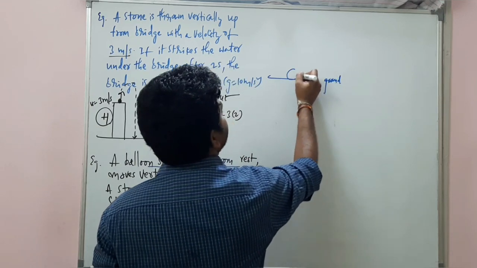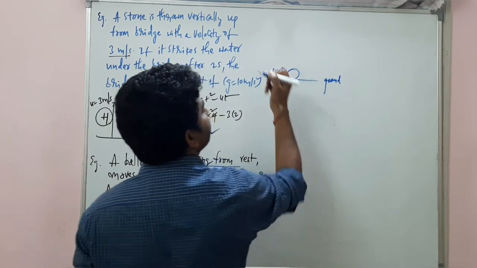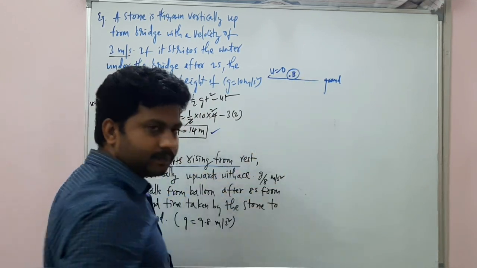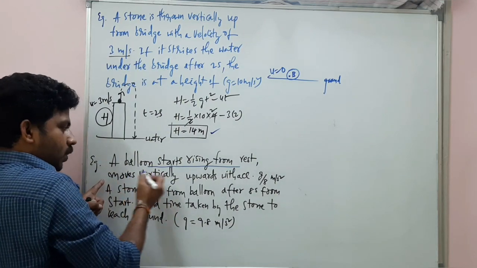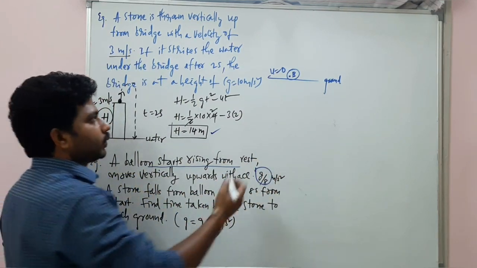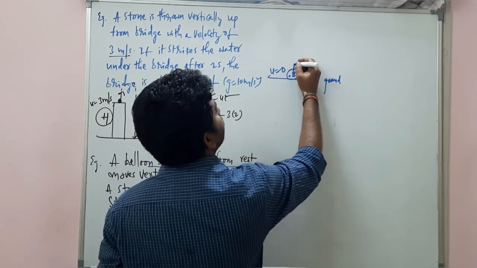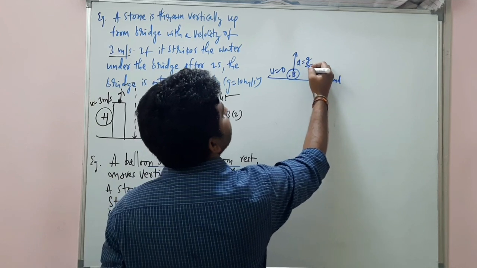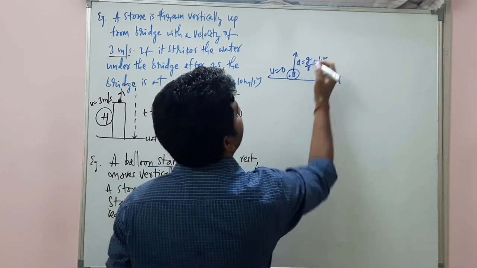A balloon starts rising, means the initial velocity of the balloon is 0. So this is the balloon and there is a stone inside. It moves vertically upwards with an acceleration g by 8 meter per second square. So the balloon is moving vertically upwards with an acceleration g by 8 meter per second square.